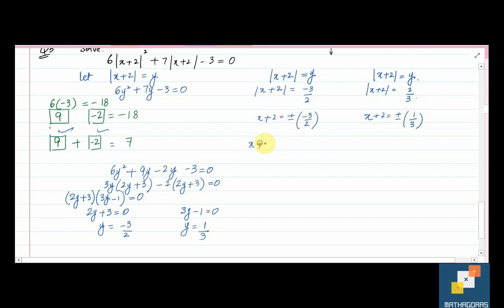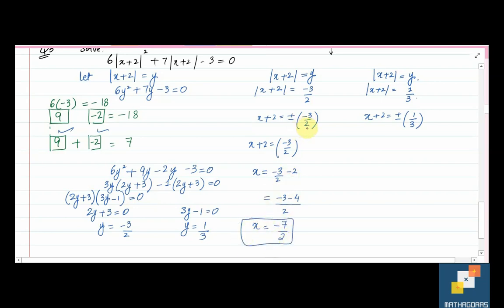So x plus 2 is equals to, when we take the positive sign, minus 3 upon 2, right? So it's x plus, not plus 2, I am going to shift the positive 2 on the right side. It's x is equals to minus 3 upon 2, and plus 2 on the right side will be negative 2. When you take the LCM, it's 2, minus 3 minus 2 times 2 is 4. So x is minus 7 divided by 2. That is your first solution.